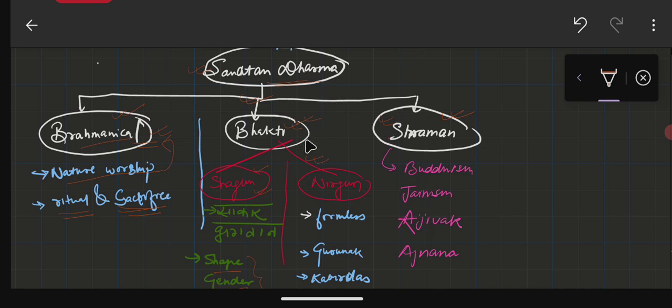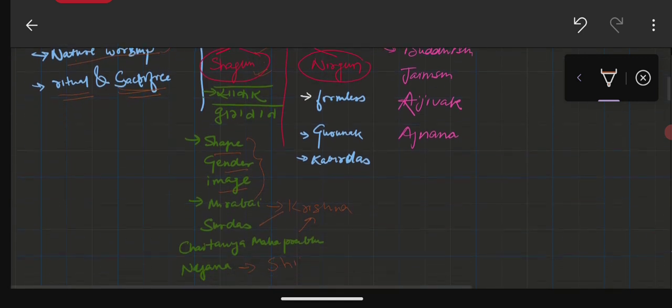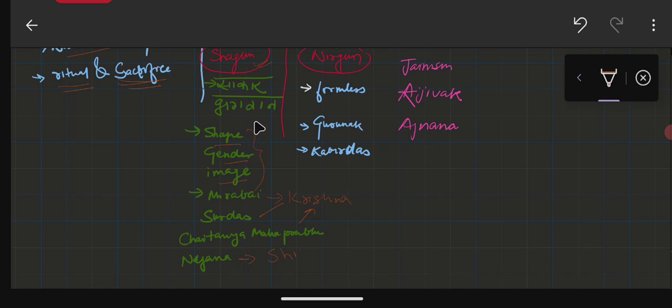The other one is Bhakti. In Bhakti, we classify Bhakti further into two forms, that is Sagun and Nirgun. In Sagun, we famously know as Sakar Bhagavan, where we can imagine the shape, gender and image of our God. Examples are Mirabai, Surdas, Chaitanya Prabhu. They were the worshippers of Krishna. And Nayanar saints, they used to worship Shiva.